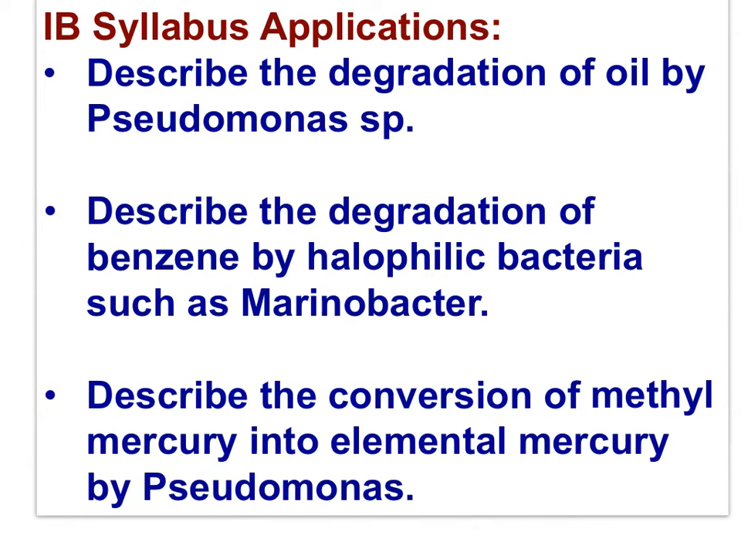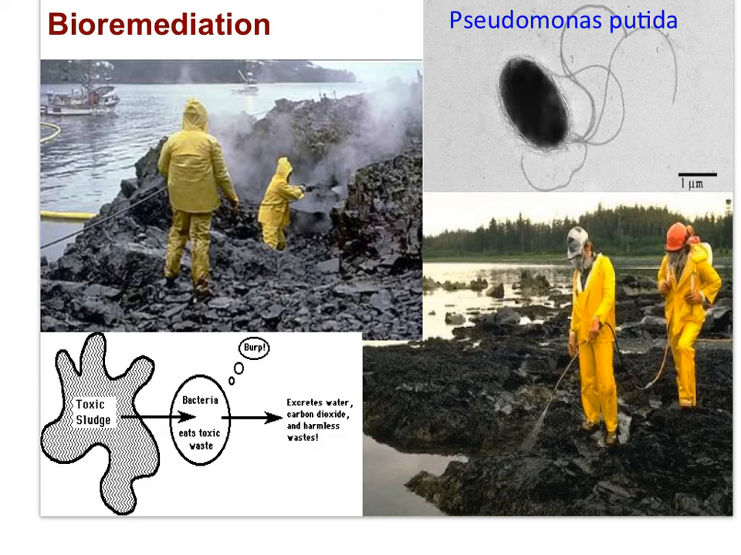And that brings us to three IB Syllabus Applications. Describe the degradation of oil by Pseudomonas species. Describe the degradation of benzene by halophilic bacteria such as Marinobacter. Describe the conversion of methyl-mercury into elemental mercury by Pseudomonas.